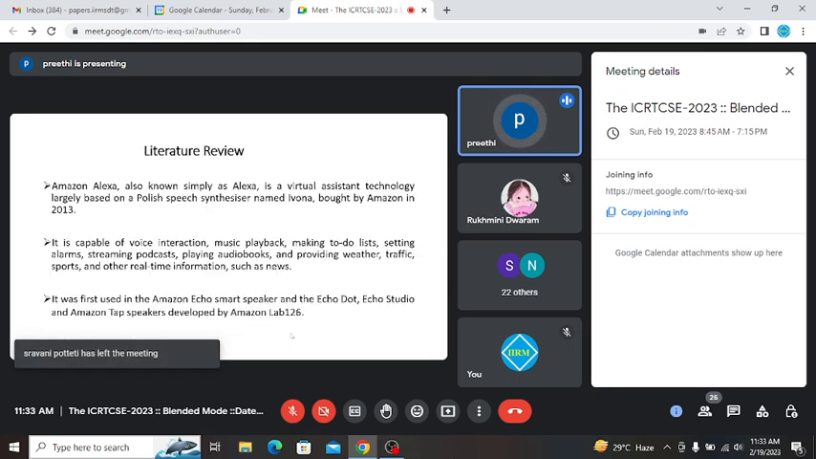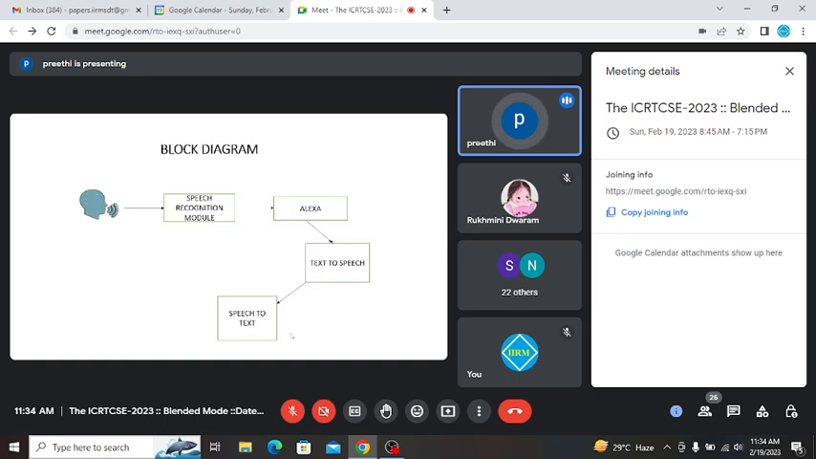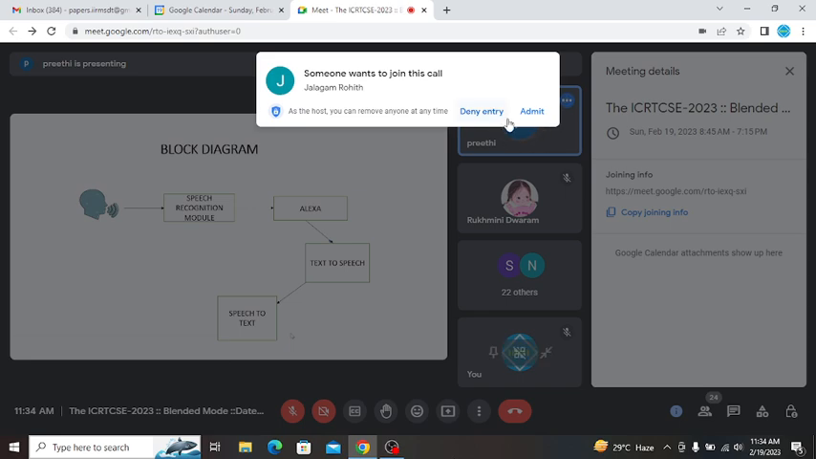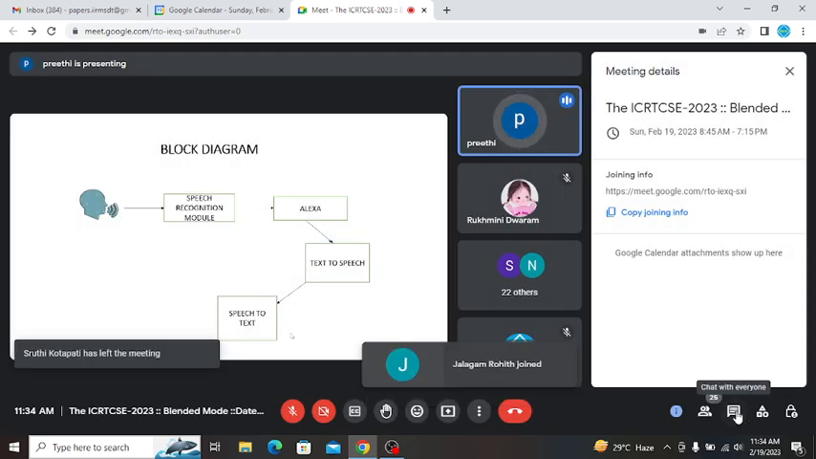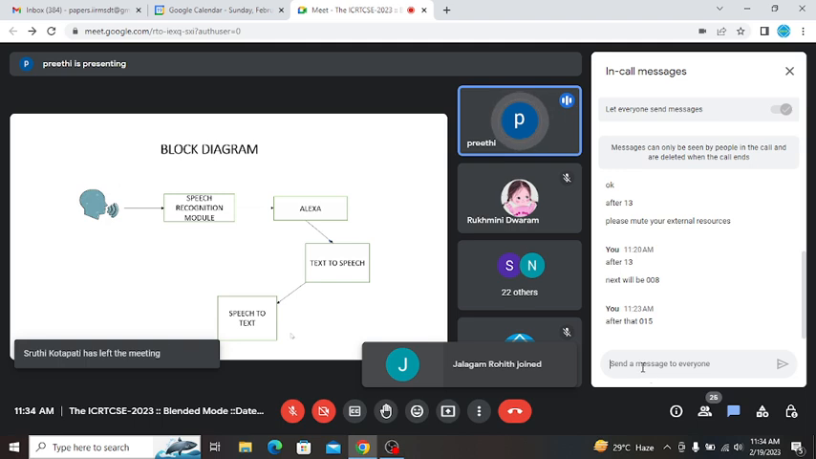This is the literature review. We gathered from IEEE papers. Amazon Alexa, also known simply as Alexa, is a virtual assistant technology largely based on a speech synthesizer named Ivona, bought by Amazon in 2013. It is capable of voice interaction, music playback, making to-do lists, setting alarms and playing jokes. This is the main block diagram of our project. First there will be the speech recognition module, and it is converted to Alexa, and Alexa will be given in the form of text to speech and speech to text.